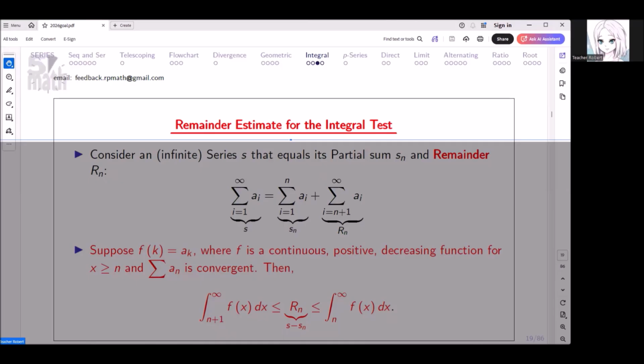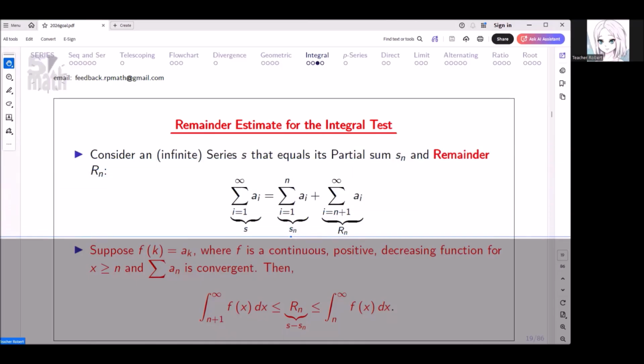Remainder estimate for the integral test. Consider an infinite series S that equals its partial sum, Sn, and remainder, Rn. We have the following.